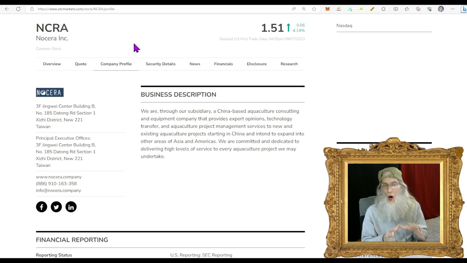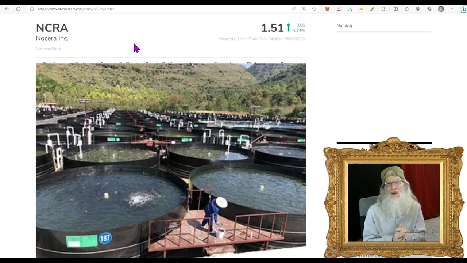The stock ran hard because this company, it's a Chinese company working out of Taiwan, is into aquatic culture. Put in simple terms, they're fish farmers. But they just don't grow fish. They also set up fish farms for other people.